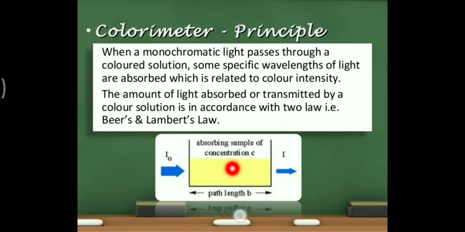And during the course of entering of this ray into this solution, there will be absorption of some of the incident light, because this is colored solution, and you know that colored solution will be containing particles, and those particles will absorb the light, and whatever the unabsorbed light is there, that will be coming out as transmitted light. So the amount of light absorbed or transmitted is studied by using two laws. One is Beer's law, another one is Lambert's law, and finally we will combine that to study it as Beer-Lambert.